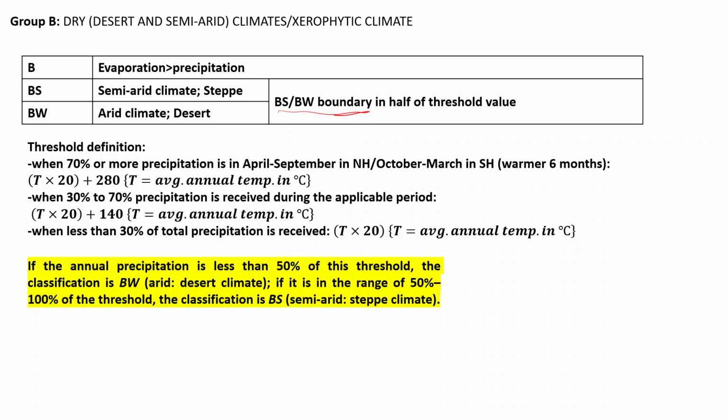So the threshold definition is that when 70% or more precipitation is during the warmer 6 months, then T into 20 plus 280, half of this value will be given as the BS-BW boundary.